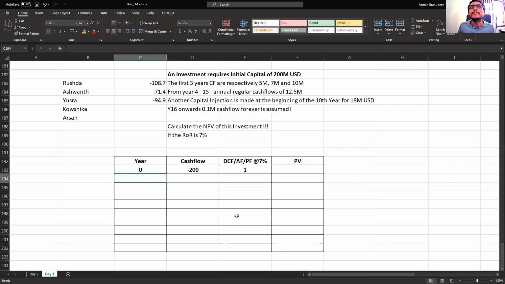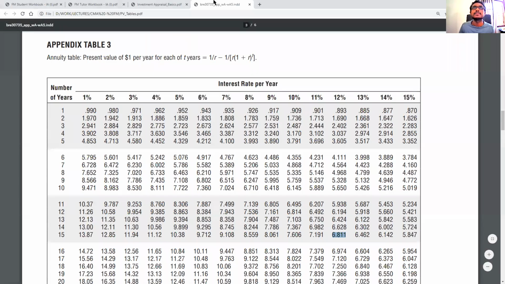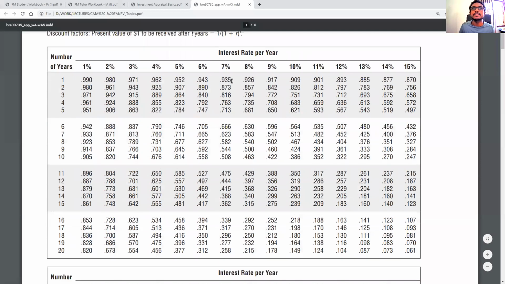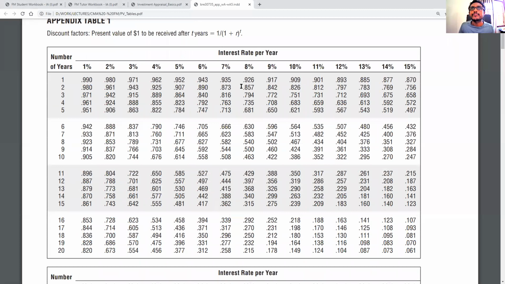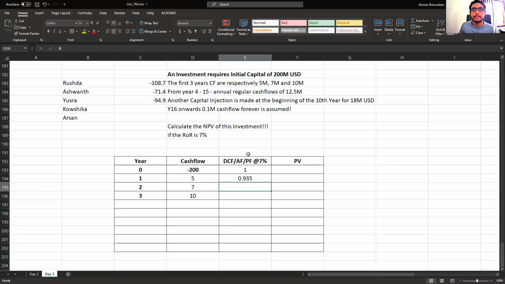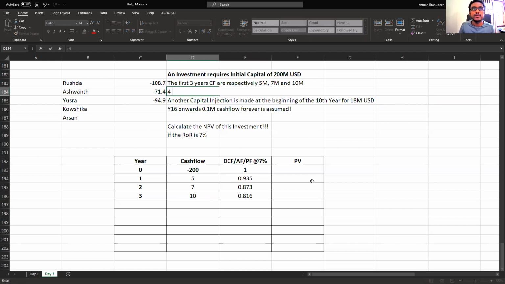Okay. First 3 years, 1, 2, 3, right? 5 million, 7 million, and 10 million. So I will need my DCF figures. 7% DCF: 0.935, 0.873, 0.816.